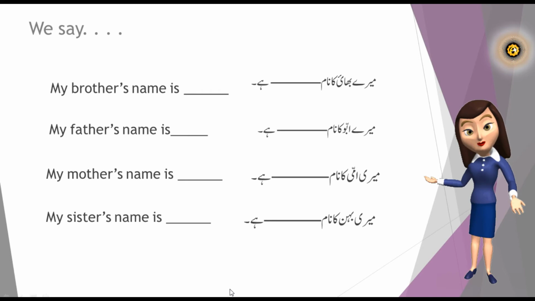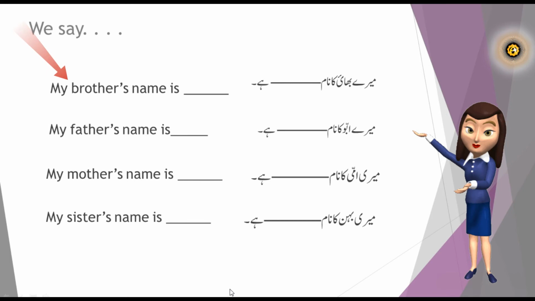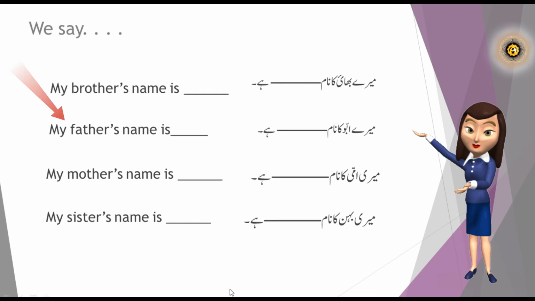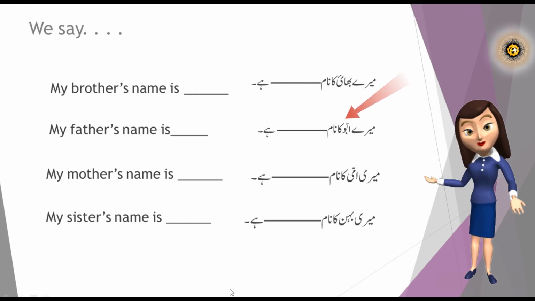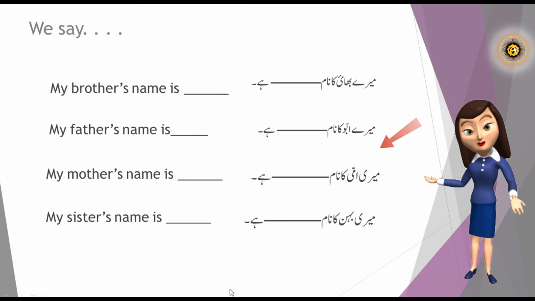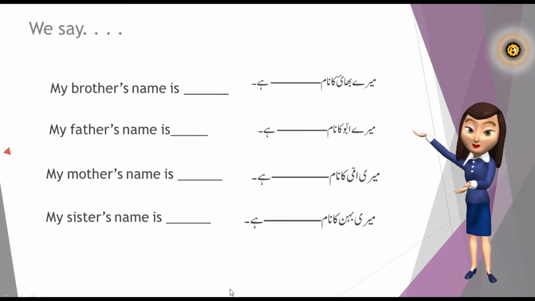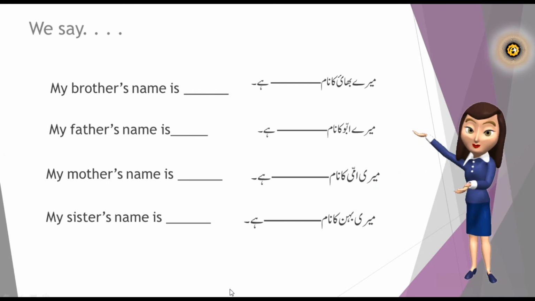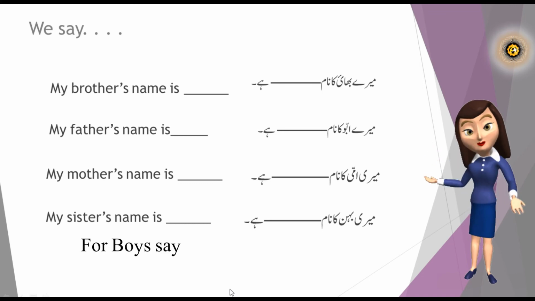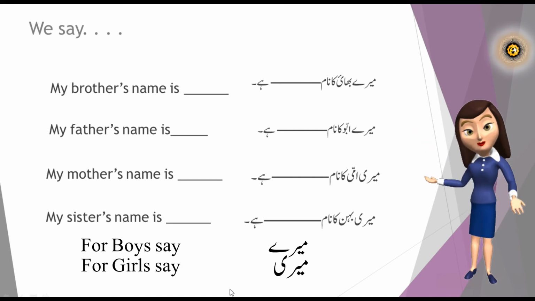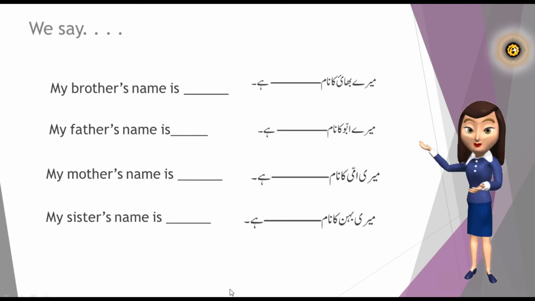Now let's repeat these sentences one more time. My brother's name is Ali. My father's name is Ahmed. My mother's name is Saima. My sister's name is Kiran. You should remember, for boys you are going to say mere, and for girls you are going to say meri. All right? However, you are going to say the names of your brother, your sister, and your parents, of course.